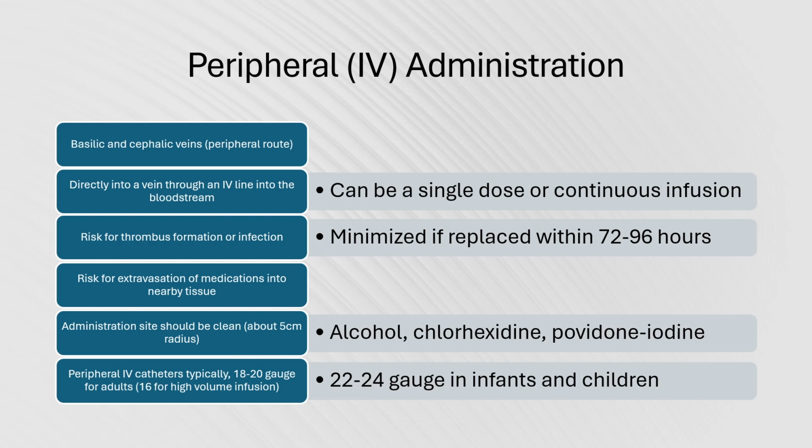The typical catheter sizes that are used for peripheral sites are somewhere between 18 to 20 gauge for adults or 22 to 24 gauge in infants and children.